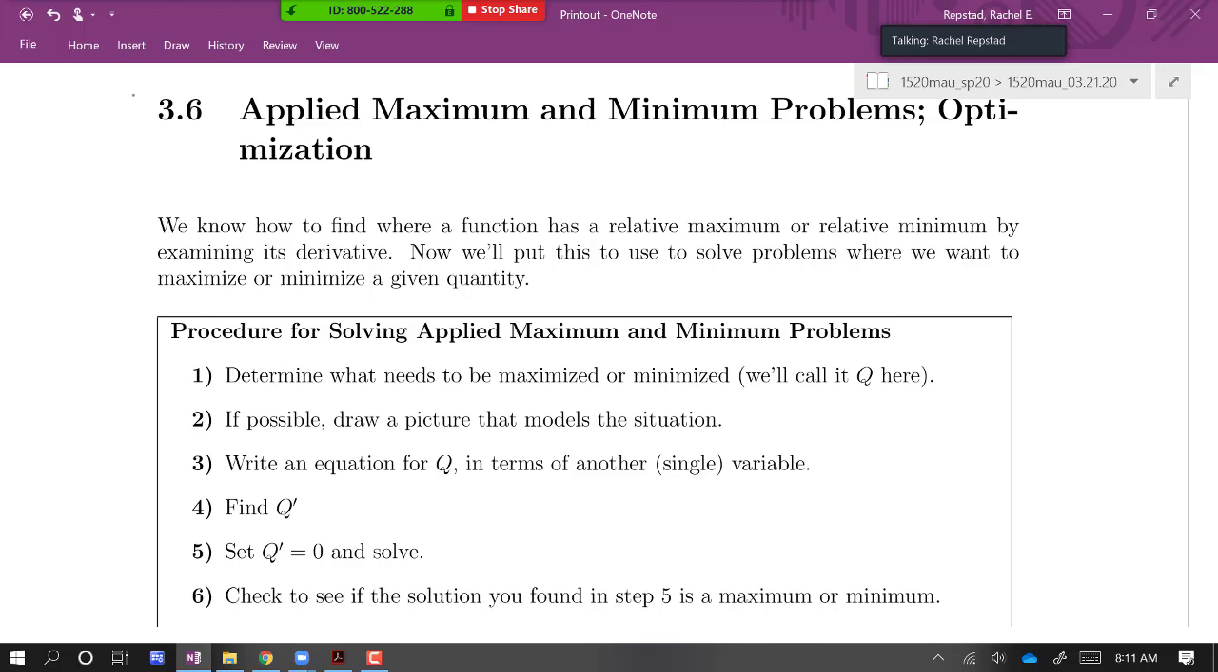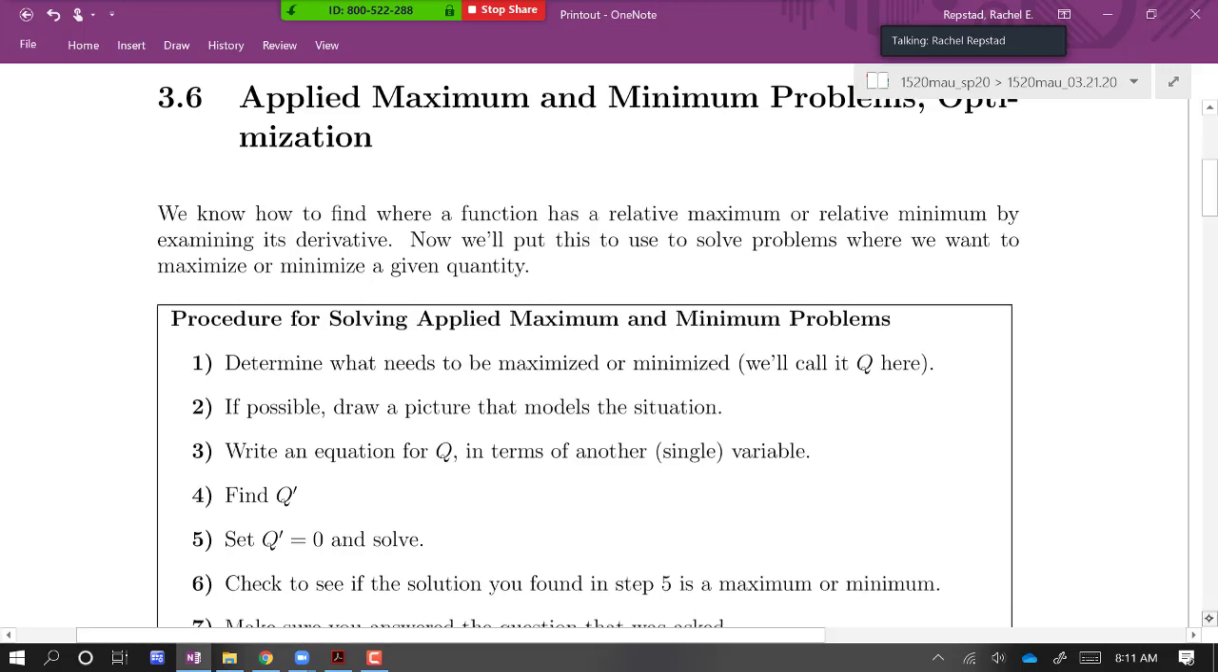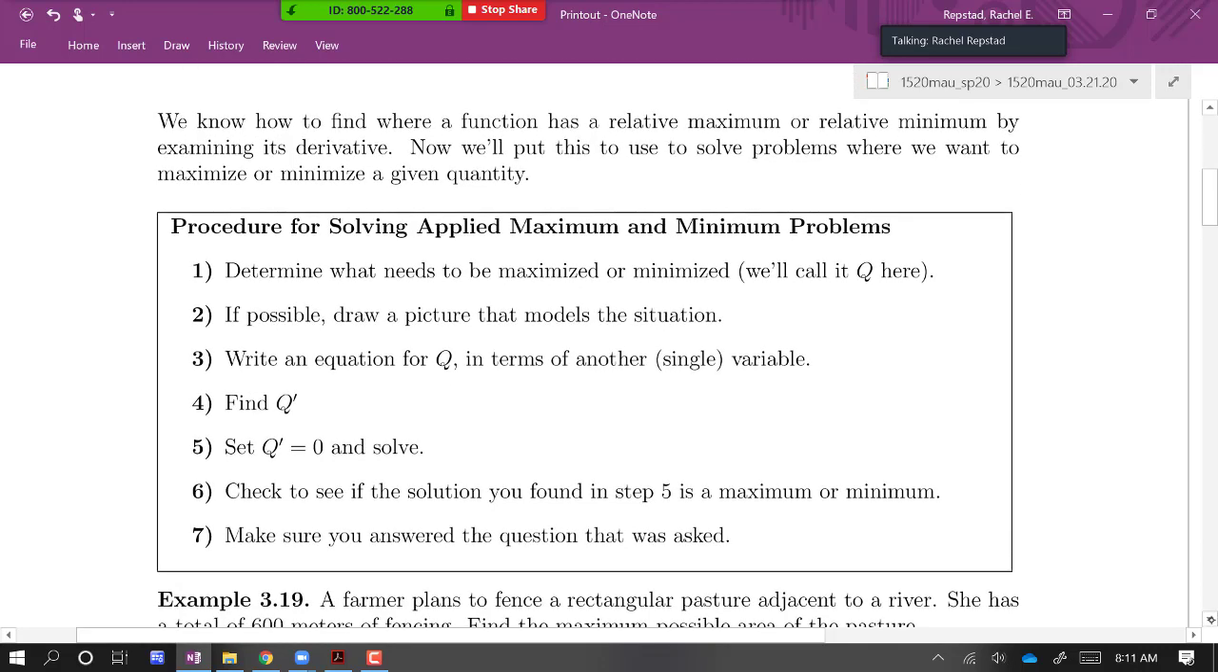So what happens when you see these word problems is they'll describe some scenario. They'll tell you some quantity that they either want to be maximized or minimized. And so you want to determine what we want to maximize or minimize. Sometimes it's helpful to sketch out what's going on. Sometimes it's not. You want to make sure that you can write an equation for that quantity. And this part's important in terms of some other single variable. You want only one other variable involved, okay?